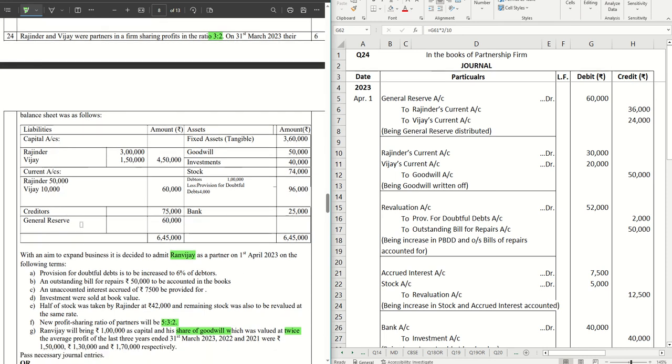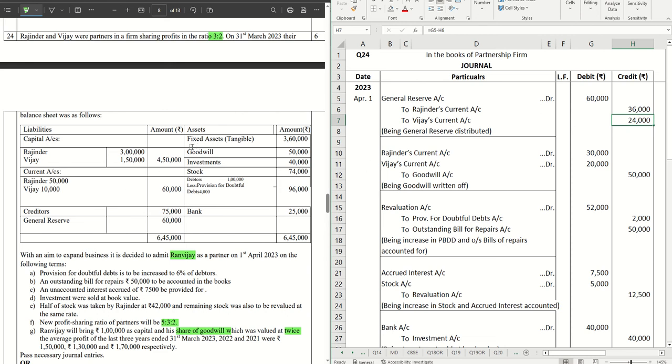Creditors and general reserve we have. Now general reserve, as per the rule, should be distributed among the old partners in the old ratio. In the additional information as well, we don't have anything mentioned about keeping the general reserve as it is or not distributing that. So we will be going ahead and distributing the general reserve. Journal entry for that is general reserve account debit to Rajinder's current account, to Vijay's current account. 60,000 is distributed in the ratio 3 is to 2 among the old partners in the old ratio.